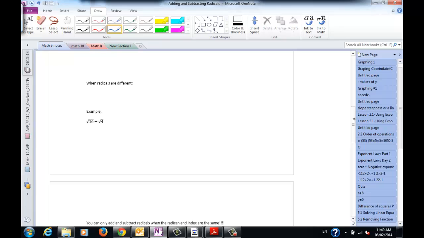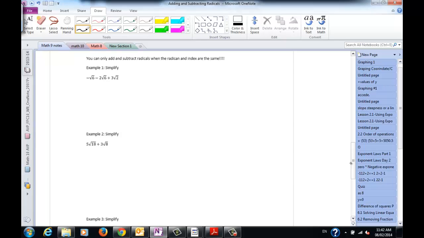What about if the radicand or the index are different? So say we had root 2 plus 3 root 3. I cannot simplify this any further. The radicands are different, and my indexes are different. Okay, so we can only add or subtract radicals when the radicand and the index are the same.